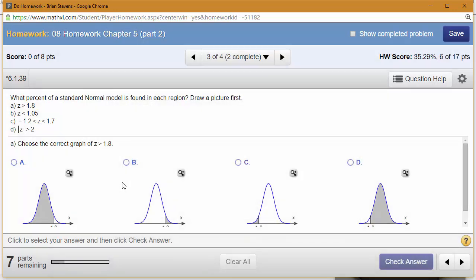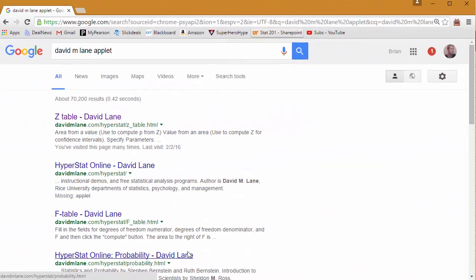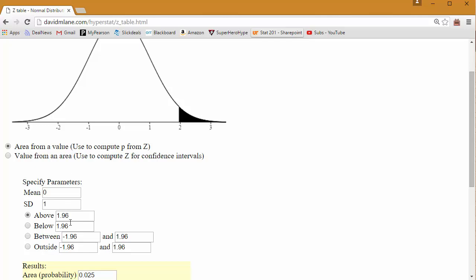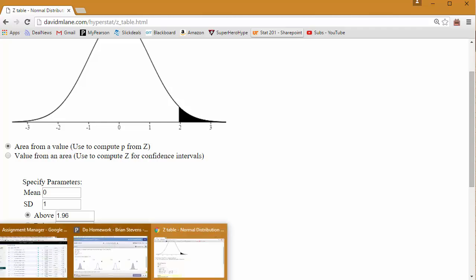Now, these problems, they're kind of fun. We can use the David Emmaline applet to solve them pretty quickly. To get to the David Emmaline applet, go ahead and Google David Emmaline applet, and you'll see it right here. Now, the really great thing about these problems is they actually go in order, going from above, below, between to outside. Let's see if we can recreate these graphics for this problem.